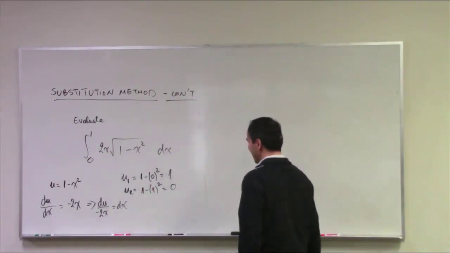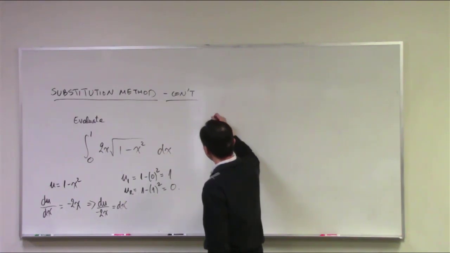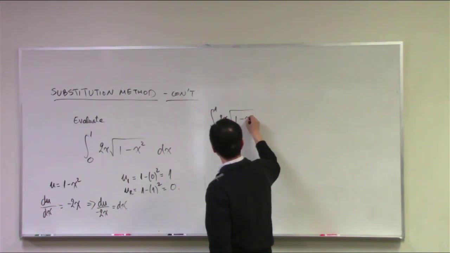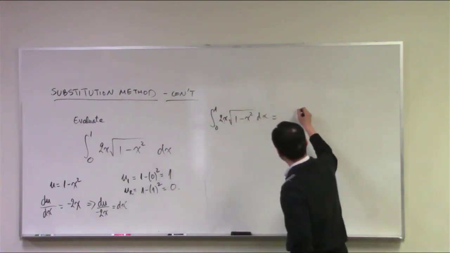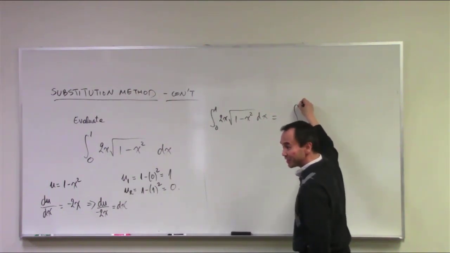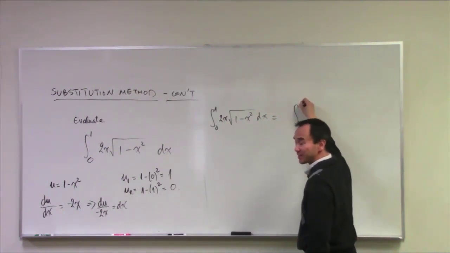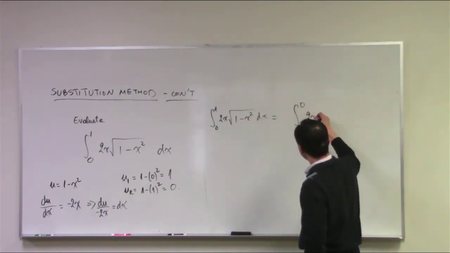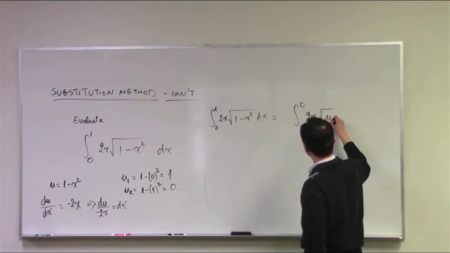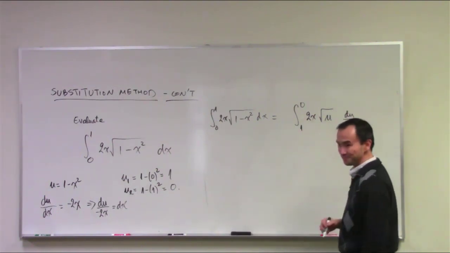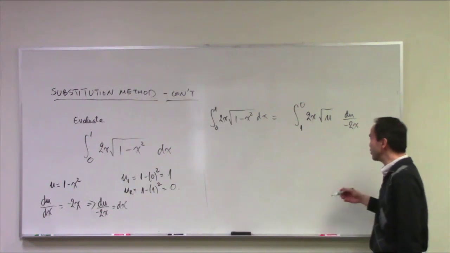And so by doing that, here's the nice consequence. The integral from 0 to 1 of 2x square root of 1 minus x squared dx becomes the integral from 1 to 0. It looks a little strange like that, but it will work. The 2x didn't get a substitution, so let's leave it there, square root of u for now. And then it's going to be a du over minus 2x. You guys follow it?